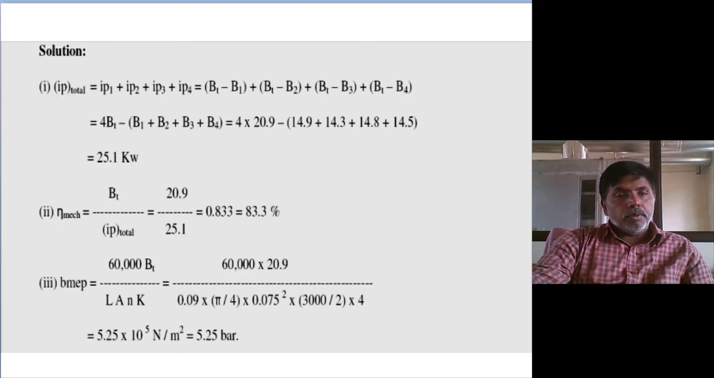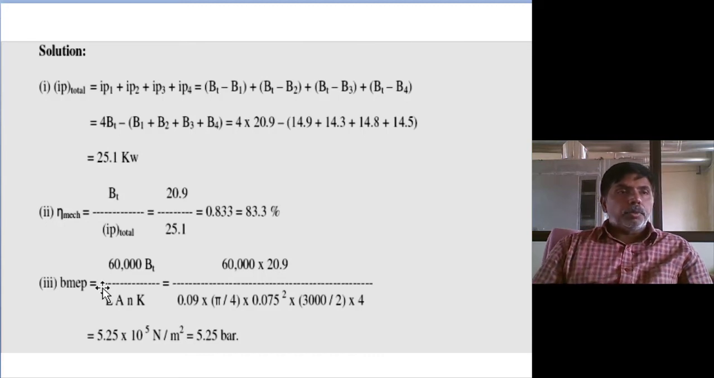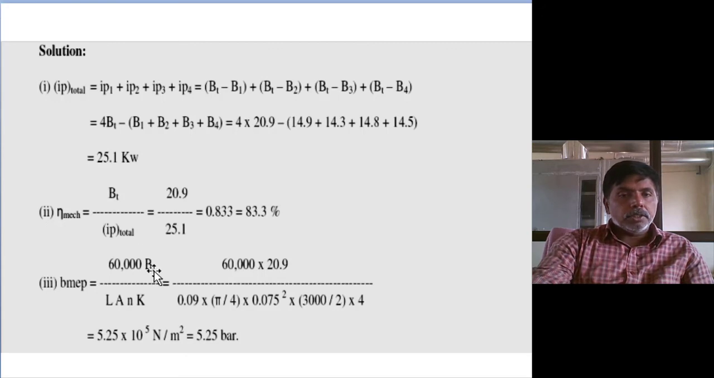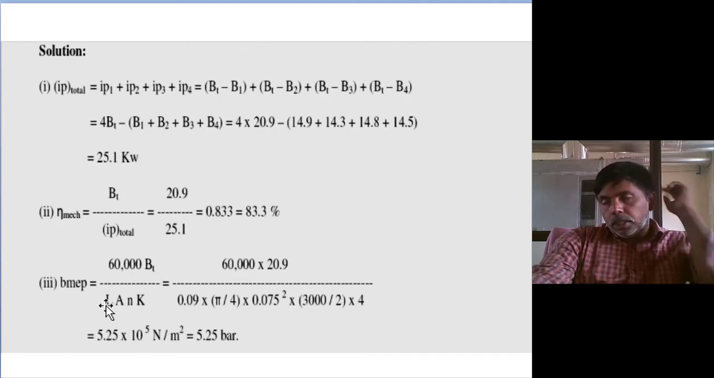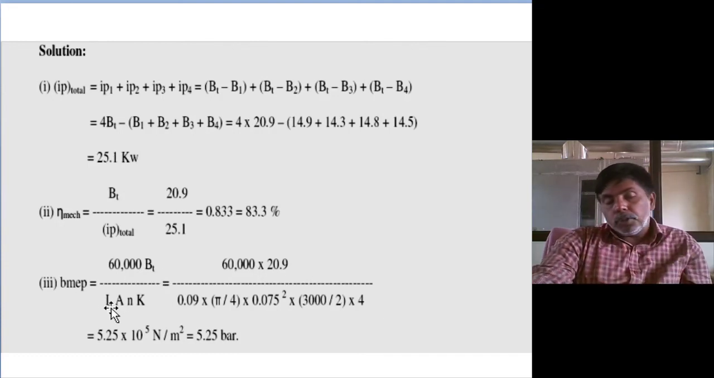So it is a simple problem. Here we are using only the indicated power equation for solving this problem. Why? Because they asked for brake mean effective pressure, they are not asking for indicated. If they ask for indicated mean effective pressure, we write the IP value. If they ask for brake mean effective pressure, we write the BP value. The equation is not changing. That is the plan only.